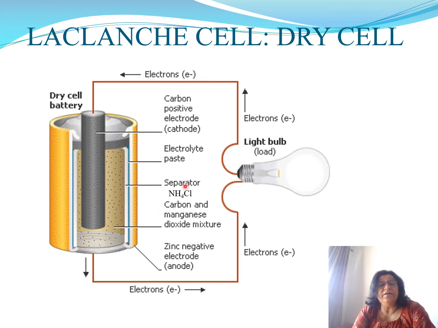Then you have the ammonium chloride, carbon and manganese dioxide mixture, which acts as a separator and an electrolyte paste, and the cathode is the carbon positive rod. When you connect this to a bulb, the bulb glows because the charge starts flowing. So anode and cathode are in a compact structure which is known as the dry cell or the Leclanche cell. Clear? Reactions we already saw.